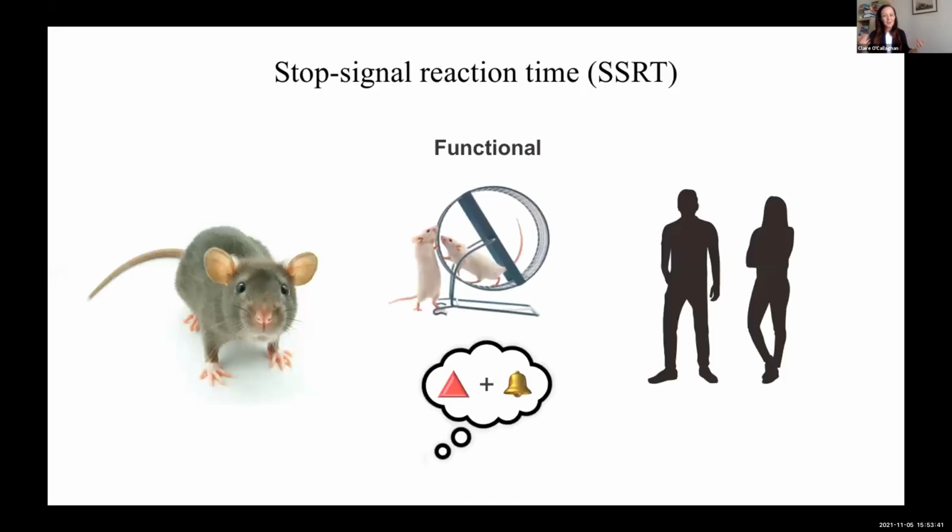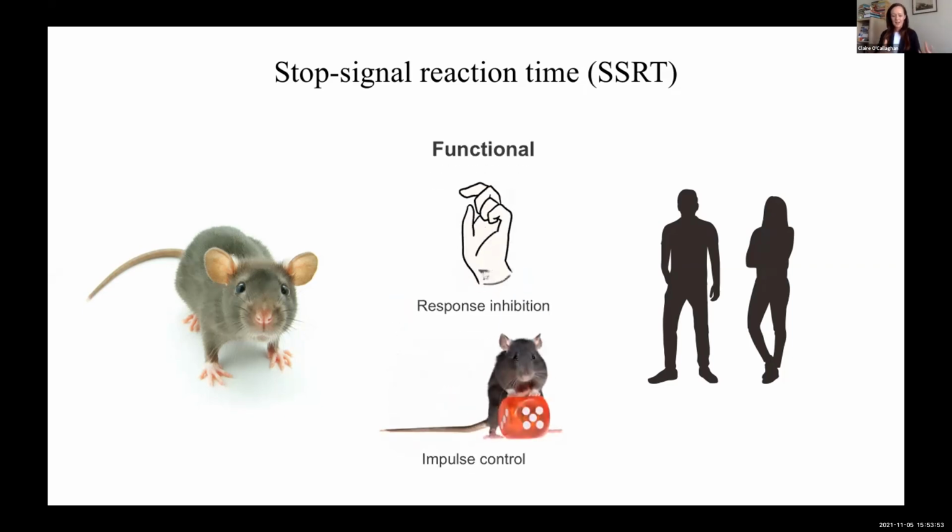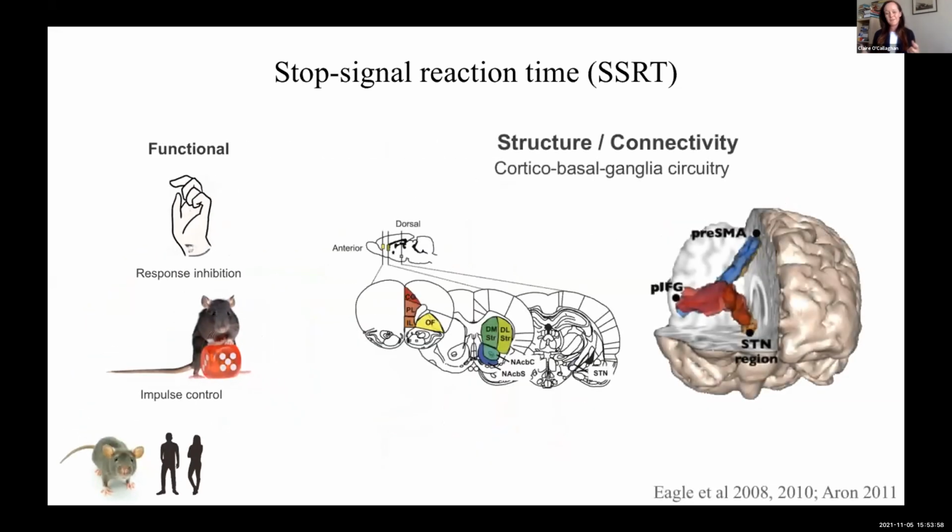So through loads of beautiful cross-species work using this task, we're pretty convinced that it does actually map onto the same processes in humans and in rodents. And these are the processes of response inhibition and impulse control. Now, what beautiful cross-species work with this task has also offered us is the idea that this task seems to tap into similar connectivity or circuitry across species, namely a corticobasal ganglia circuitry that is particularly involved in inhibiting responses in this way.